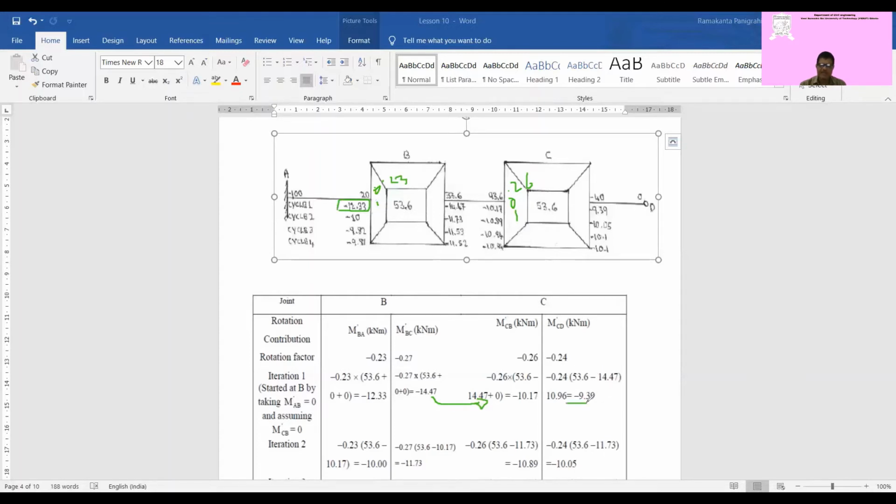Find the value. Go to the second cycle. What is the value now? In the second cycle, it will be minus 0.23 in bracket 53.6. Contribution from this side, but the contribution from this side is minus 10.17. So this contribution now will come. So it has been written here. Minus 0.27, so this value comes from here. This is the far end contribution, and from this end it is 0. Like this, you go on calculating the values, and you will find the final moments.